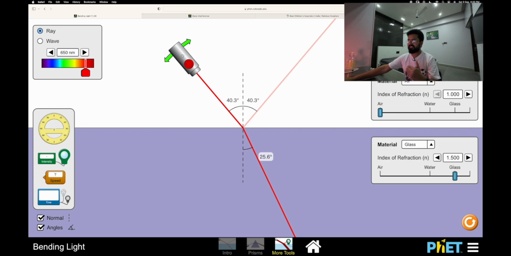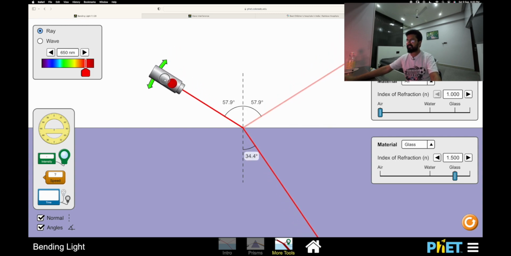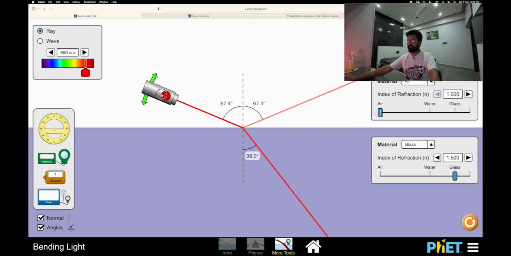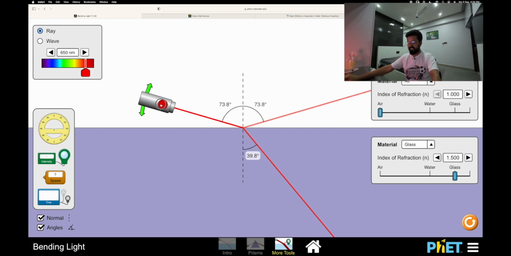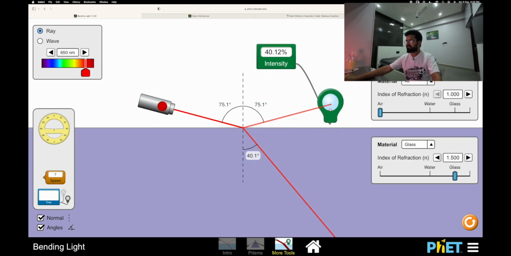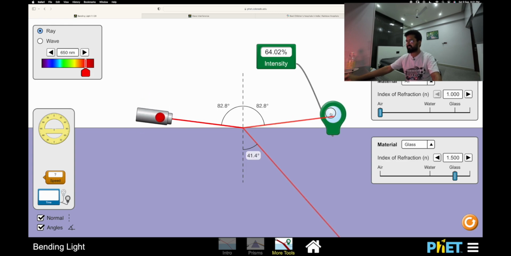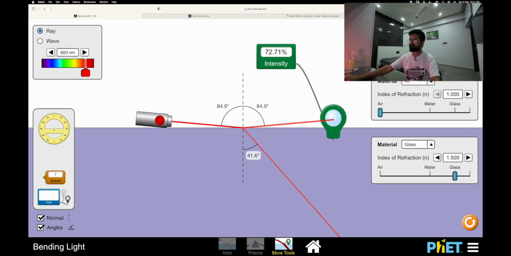So what I'm going to do is keep increasing the angle of incidence, from 44 to 45, then to 48 and 49 and so on. At no angle of incidence do you find the reflected ray to be 100%. Let me get an intensity instrument here. At no angle of incidence does the reflected ray go 100%. Clear? Let me increase the angle even further and further. You can see at no angle of incidence the reflected ray becomes 100%.